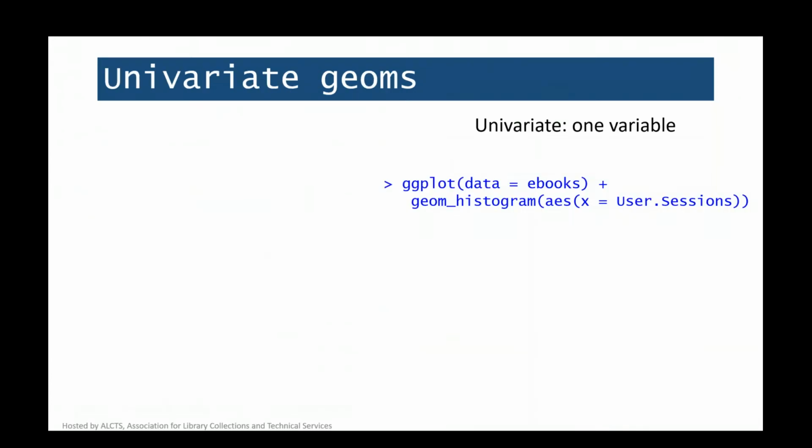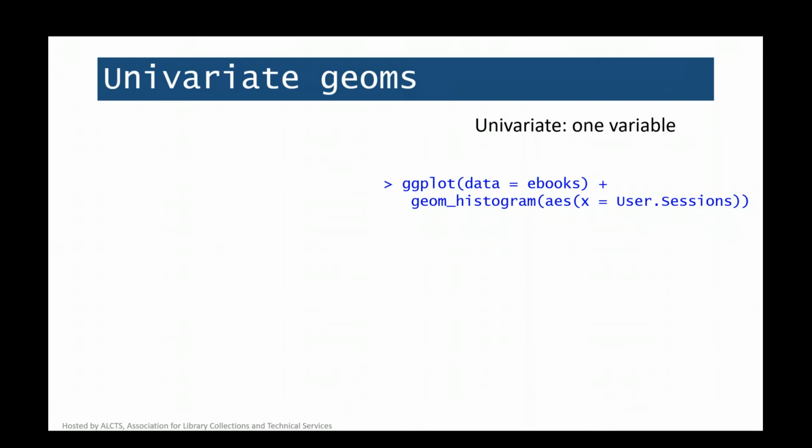There's going to be a few more examples here to help you hopefully wrap your head around what's going on with this. So I'll start by talking about what are called univariate geoms. Univariate means one variable. We just saw an example of that. We were only looking at the amount of items in each LC class. We weren't looking at anything else. We weren't looking at user sessions. We weren't looking at titles, pages printed. We're only looking at LC class.